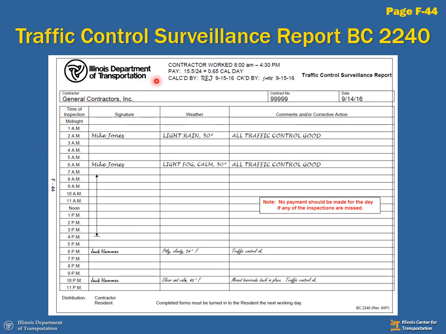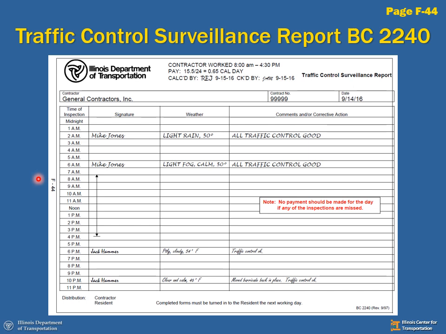You can do your calculations right on this form. For the payment, we're going to take the number of hours that they performed the surveillance, in this case from 4:30 p.m. until 8 a.m. the next day, which is 15 and a half hours. I have to convert that to a calendar day, so I divide by 24 hours in a calendar day, and that gives me a total pay of 0.65 calendar days for this event.